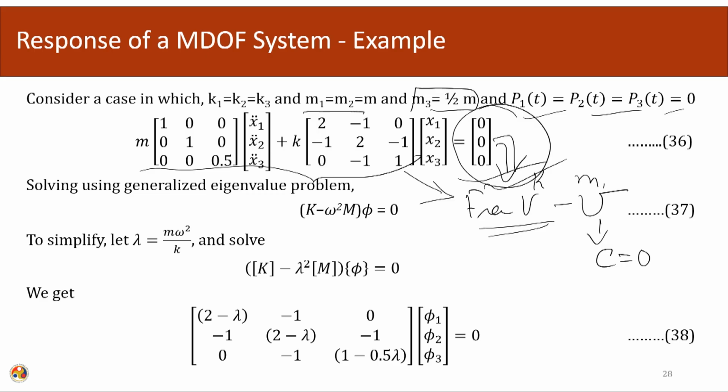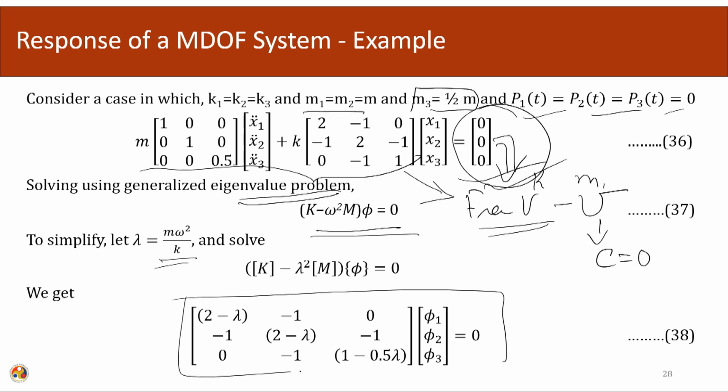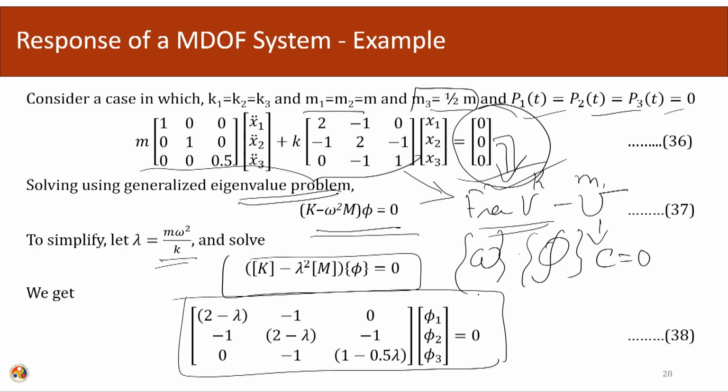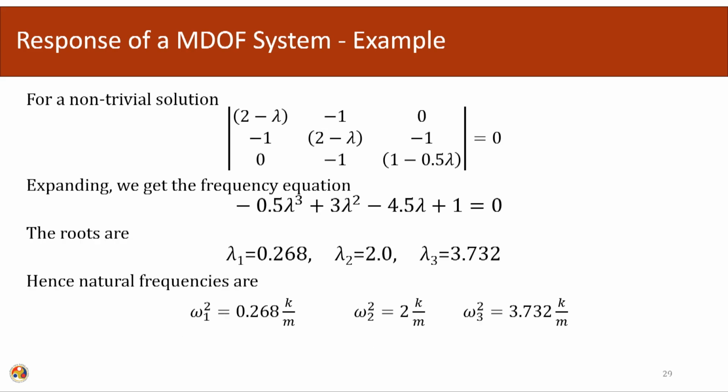So we formulate the eigenvalue problem, and here we are solving the eigenvalue problem. First, we are trying to evaluate the frequency of the system and the corresponding mode shape of the system. Since we have assumed the externally applied loads to be 0, this directly becomes the free vibration problem.